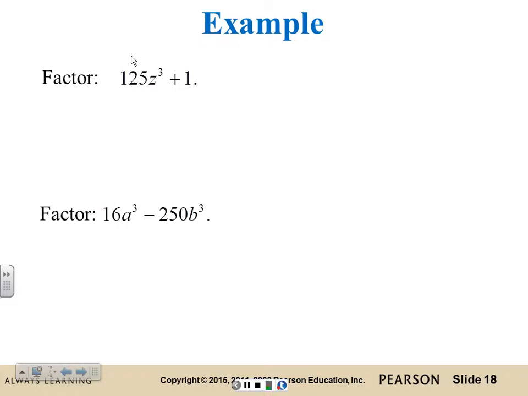So let's try these two. There's nothing in common. Make sure you check that. There's nothing in common here. So we're going to open up a small one and a big one. The cube root of 125z cubed is going to be 5z. And the cube root of 1 is 1, and we're going to match the sign. Don't go back. So 5z squared is going to be 25z squared. Opposite sign, multiply the two together. Always plus, take the last one squared.